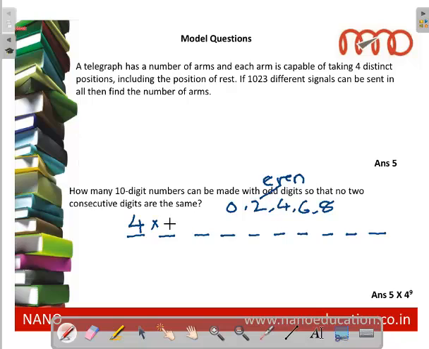And for the second place, we cannot use the digit which is already there in the first place. So 4 ways I can fill second place. Again 4 ways I can fill third place. So on up to 10th place can be filled in 4 ways. Answer will be 4 power 10. For odd digits it was 5 into 4 power 9, and for even digits, because 0 cannot be there in the first place, answer would be 4 power 10.